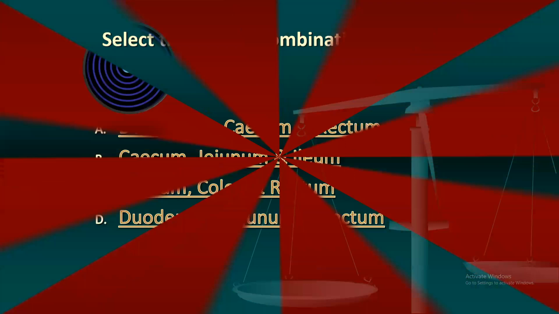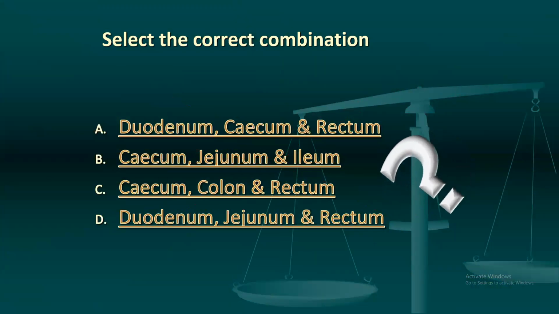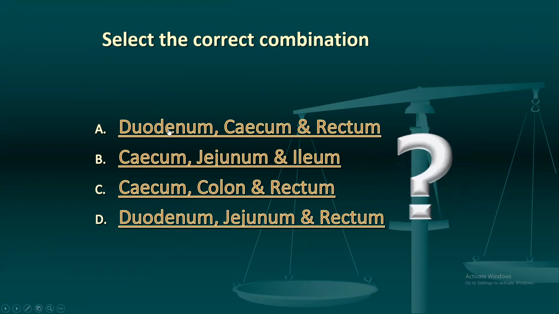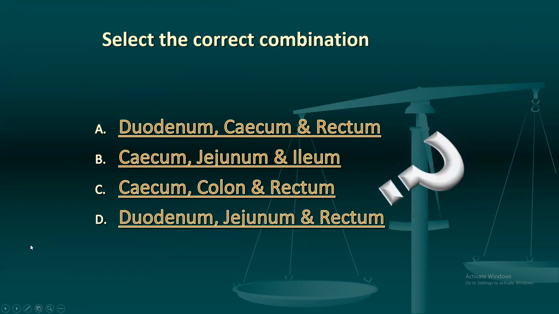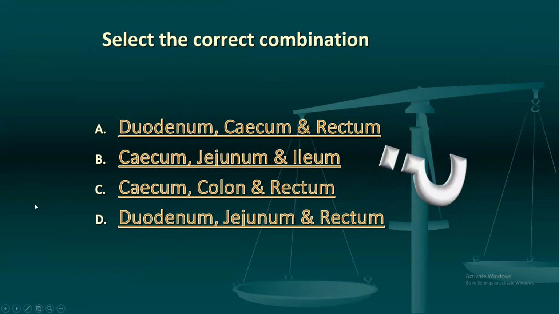Here some questions are given. Try to understand. Select the correct combination. Duodenum, cecum, rectum. Duodenum is the part of small intestine. Cecum and rectum are the part of large intestine. And cecum, jejunum and ileum, that also is a wrong combination. Cecum, colon and rectum, that is the correct combination. So the correct option is C.